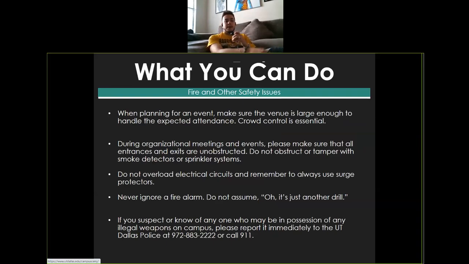So whenever there's fire or other sort of safety issue, always remember to take alarms seriously. Don't think that it's just a drill. Go outside, make sure everything's okay. Especially now with quarantine, make sure there's proper crowd control, making sure that there's not too many people in one room, that we're not reaching maximum capacity, as well as we're not closing out or blocking any entrances or exits, as well as tampering with any smoke detectors or sprinkler systems.